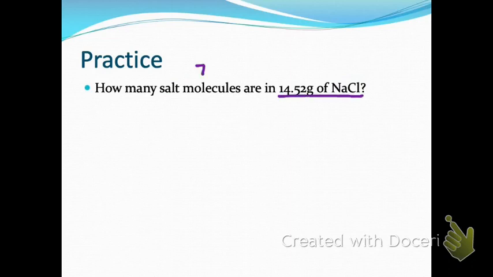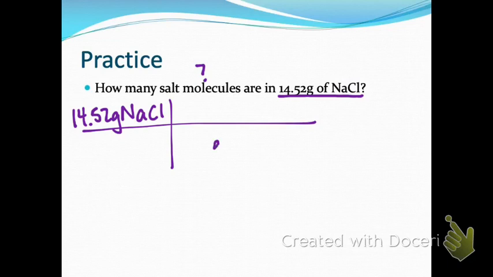My goal is to get to molecules. Okay, 14.52 grams of NaCl, and I draw my T. Now I need to get rid of grams. Can I go directly to molecules? Do I know how many grams are in a molecule? Or do I know how many molecules are in a gram? No, right? I can't do that. So I can go to moles.